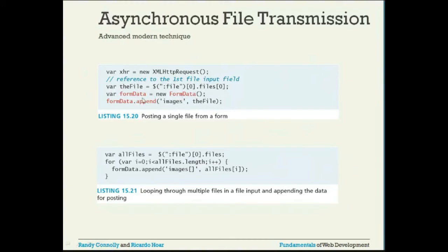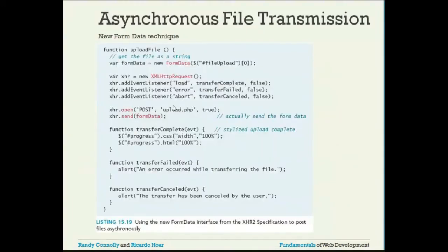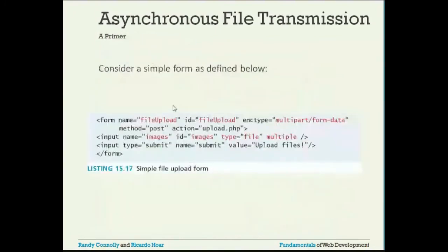Once you have that, you will create a FormData. formData is equal to new FormData. That new FormData object will be stored in formData. Then you call formData.append with images, and you give it the file. Whatever is the first file, you give that particular file to images. That is the ID you have. Images is the one which is coming from the original form. So this is the images.